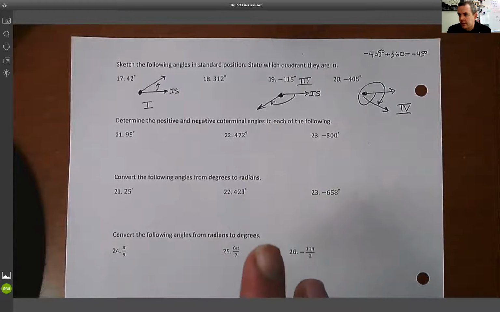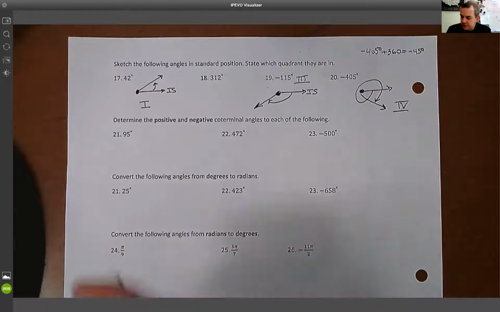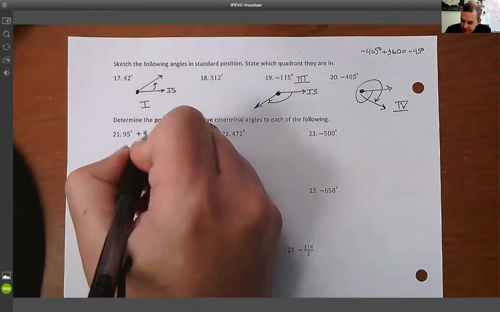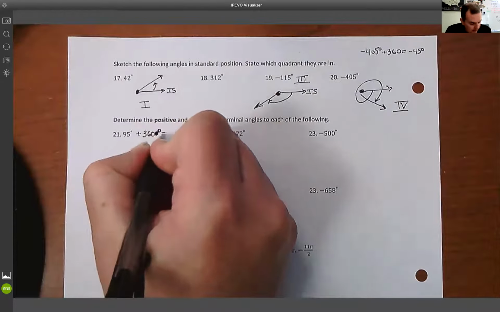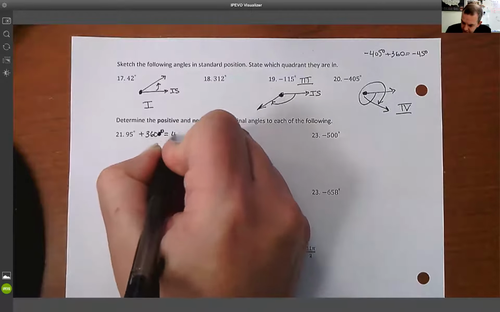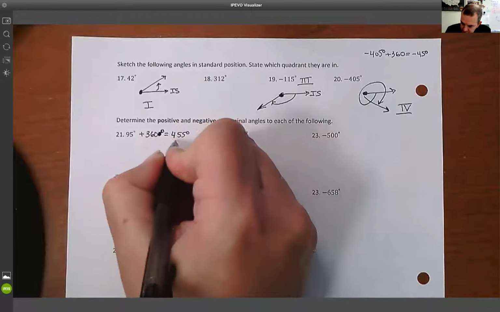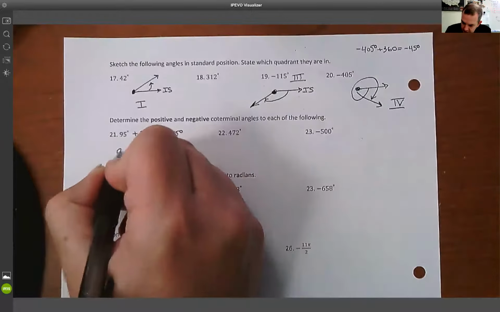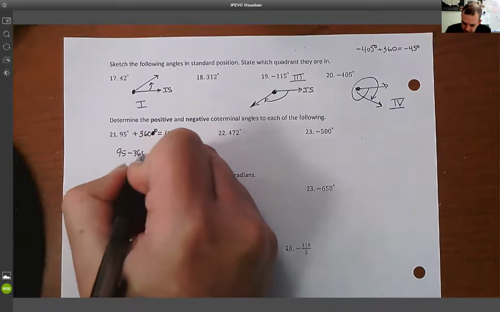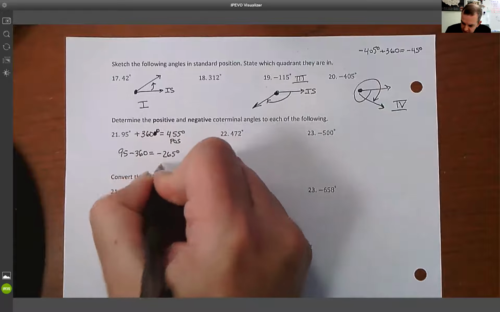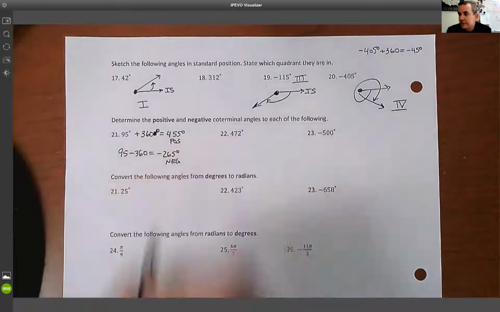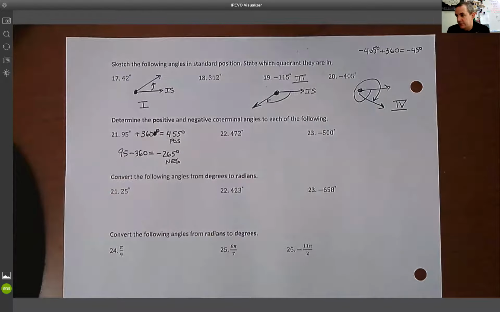Now, positive and negative coterminals, that means add 360 to get a positive. That's going to give me 455 degrees, and that's my positive coterminal. And then I'm going to do 95 minus 360, and that's going to give me negative 265. And that's my negative coterminal. So just add 360, subtract 360.